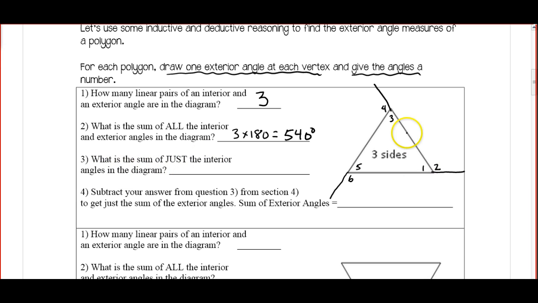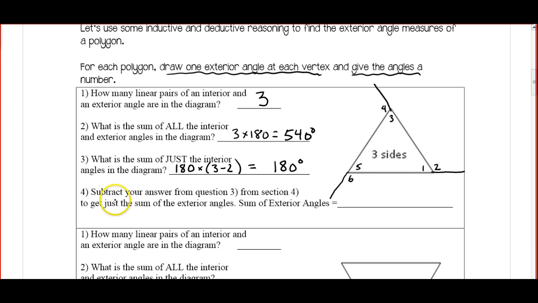Alright, and then we want to look at what is the sum of just the interior angles. So I want to look at 1 plus 3 plus 5. And again, we learned that to find the sum, we take 180 and multiply it by the number of sides minus 2. In this case, we already know it's going to be 180, but it's a little bit of practice using our formula for the sum of the interior angles.